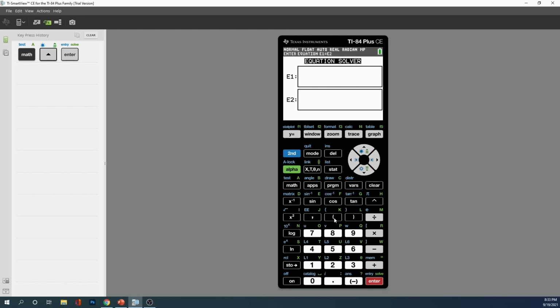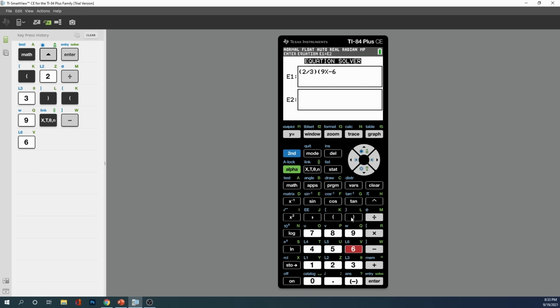It was 2/3, and I'm going to be careful and put that in parentheses just so I don't have any PEMDAS issues. So 2/3, and then times 9x minus 6. You don't actually have to put the times sign. It understands that back-to-back parentheses means multiplication. So we put that in, and now we're going to go 9x. To hit x, you're just hitting the button directly to the right of alpha. And minus 6. Close the parentheses, and then minus 4. And that is the left side of your equation.